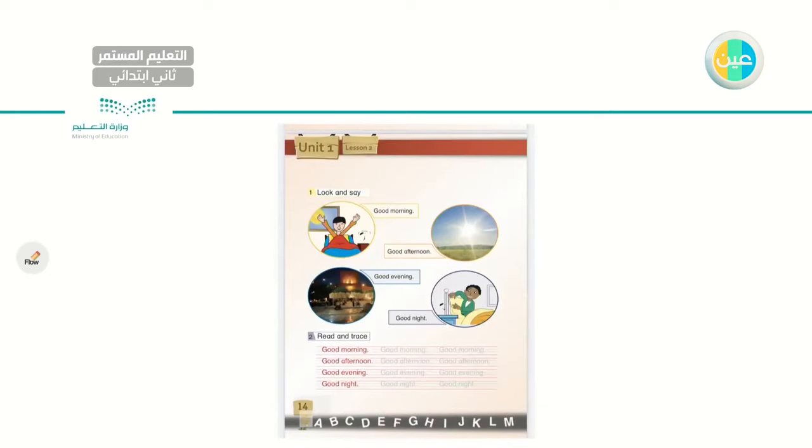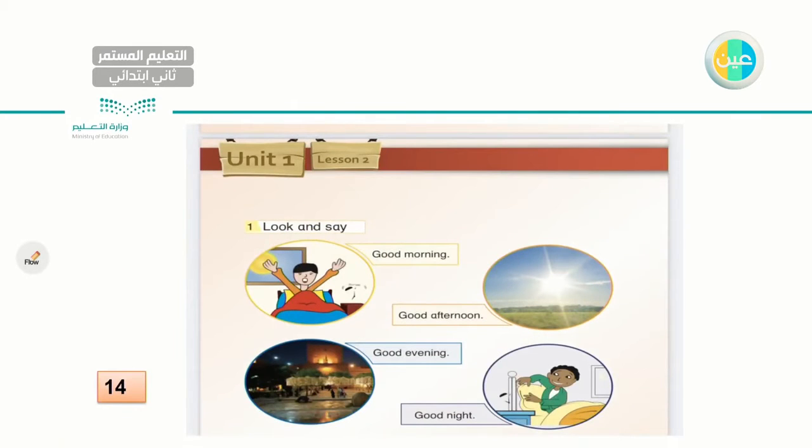Today we will be starting from your book, and then we will be having some exercises. I hope you have your books ready at page 14. I will have it enlarged in a minute, but I need you to have them ready at page 14. Let's go to the next one. At page 14, have your books and let's read together. This is Unit 1, Lesson 2. Look and say.